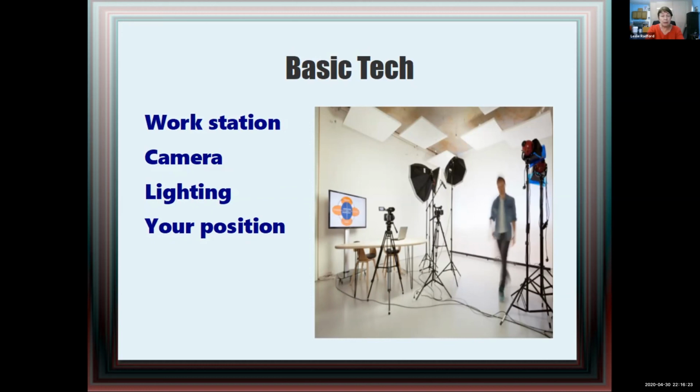Any webinar is composed of those 4 things: your workstation, your camera and mic, your lighting, and your position. Whether you have fancy equipment or simple equipment, those are the 4 things you're talking about in any studio situation.